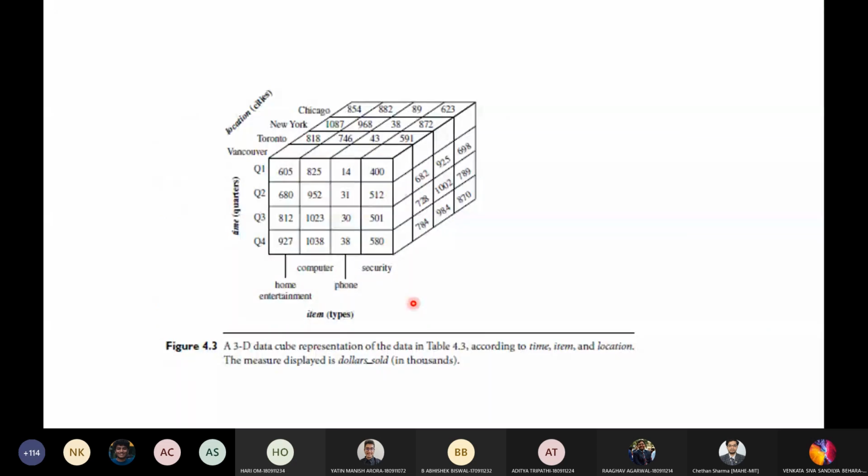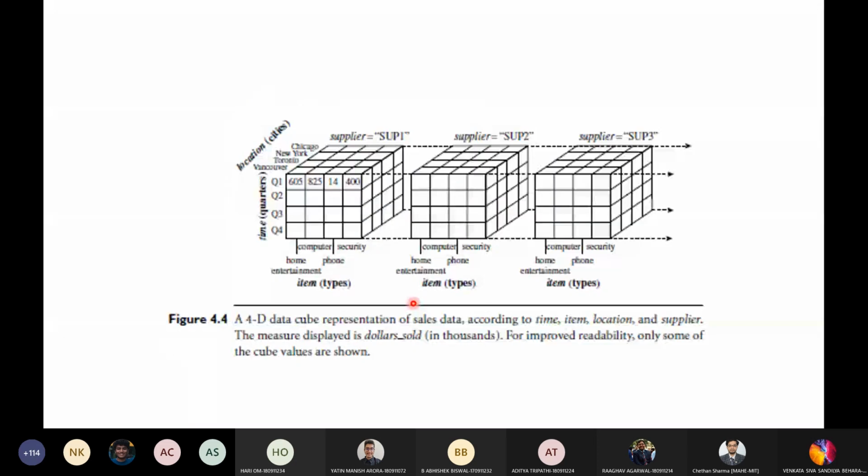And in the lattice, the 0-D cuboid, that is the highest summary, the apex cuboid, is usually denoted by all, which means that it contains everything. And the lowest level of summarization is called the base cuboid. That is this part.